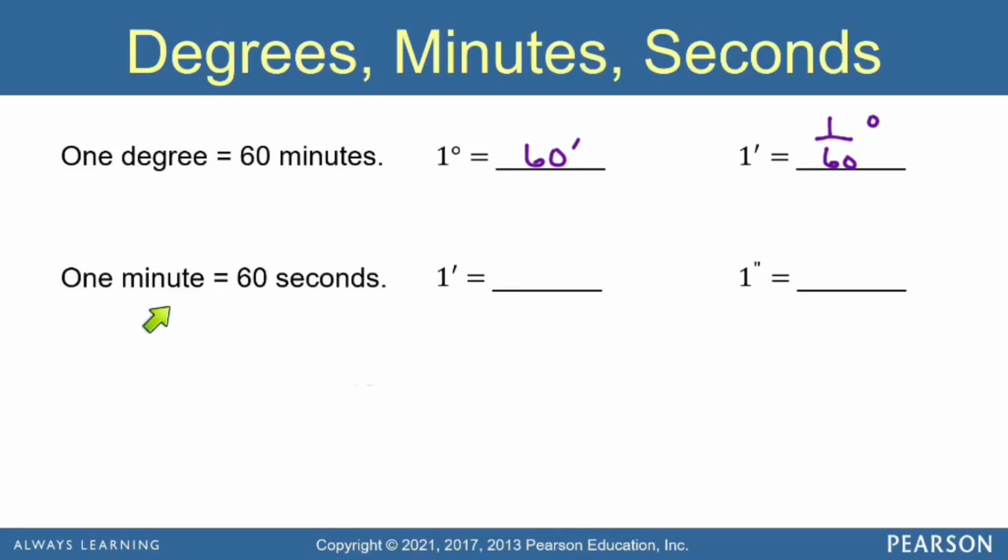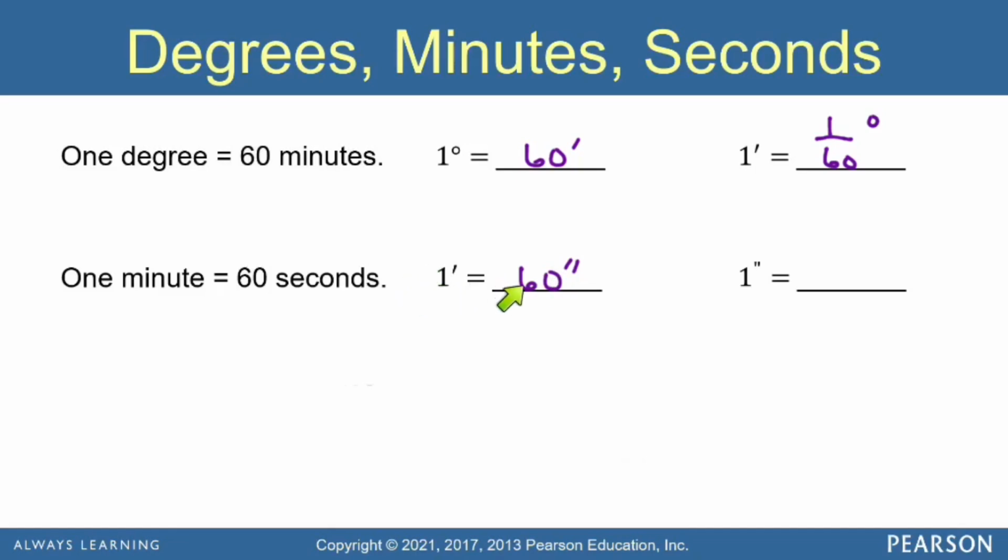Now we can divide minutes into seconds. So just like it does with our time system, 1 minute equals 60 seconds. And the symbol for seconds is 2 apostrophes, or it might look like a double quote. So if we want to say 1 minute equals 60 seconds, we'll write 1 minute with the single apostrophe equals 60 seconds with the double apostrophe.